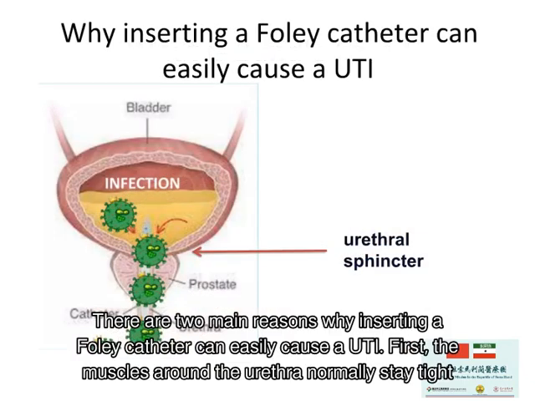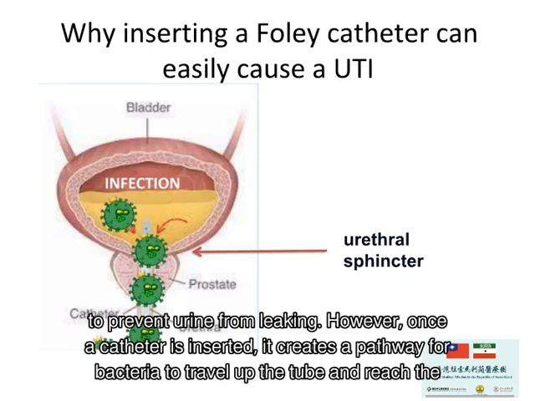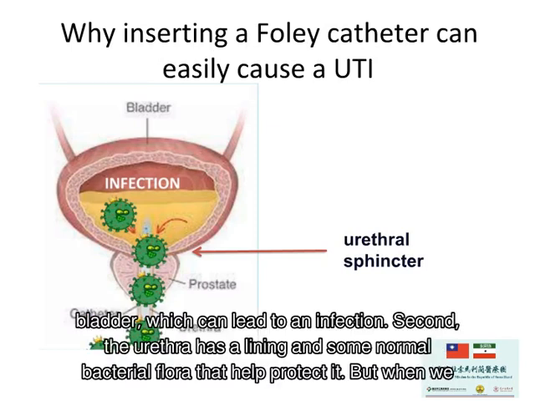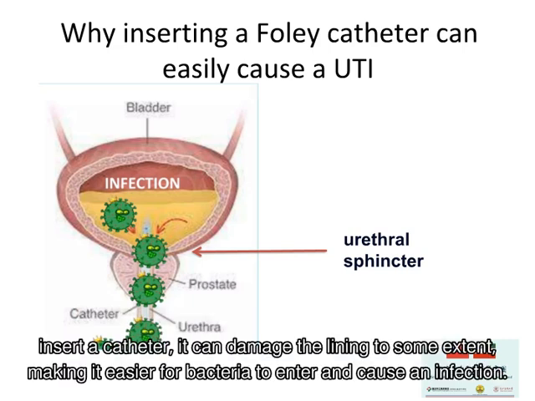There are two main reasons why inserting a Foley catheter can easily cause a UTI. First, the muscles around the urethra normally stay tight to prevent urine from leaking. However, once a catheter is inserted, it creates a pathway for bacteria to travel up the tube and reach the bladder, which can lead to an infection. Second, the urethra has a lining and some normal bacterial flora that help protect it. But when we insert a catheter, it can damage the lining to some extent, making it easier for bacteria to enter and cause an infection.